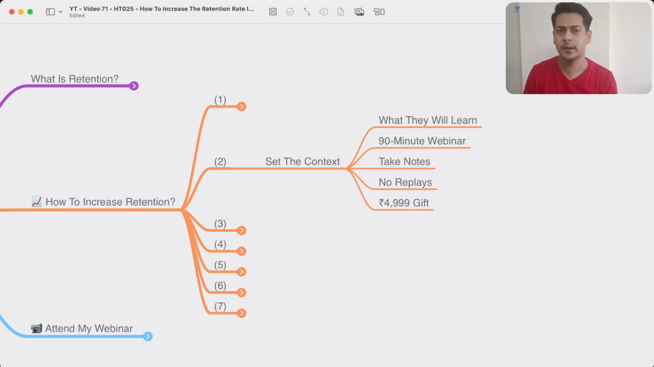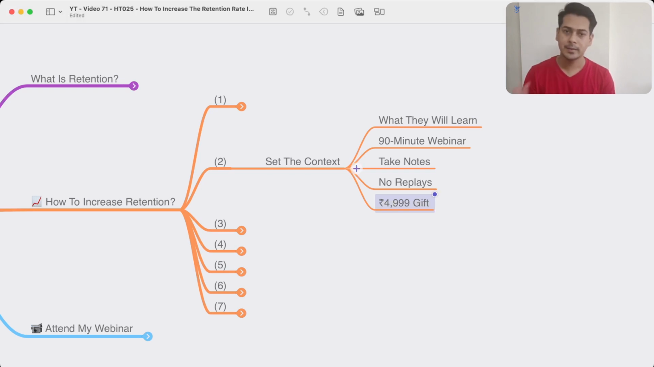I also tell them there will be no replays or recordings, but I tell them it will be used for internal training purposes, so they know they have to pay attention as they will not get recordings. And this is my Brahmastra, or this is my biggest weapon that I use to increase the retention rate. I say, if you stay till the end of the webinar, I will give you a gift worth 4,999 for absolutely free. So whoever is seeing me for the first time, they may not trust me, but they know if they stay till the end, they'll get a gift worth 4,999 rupees.